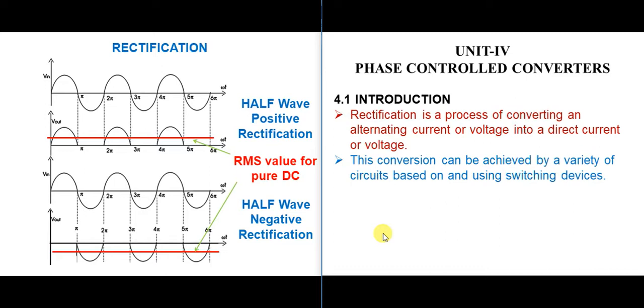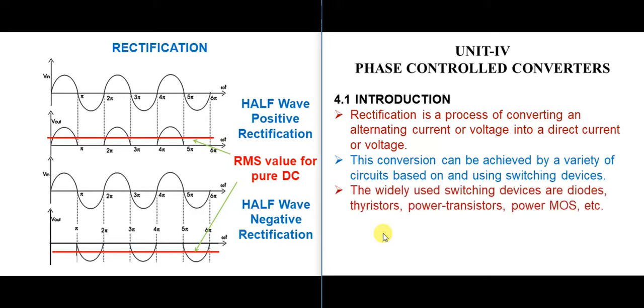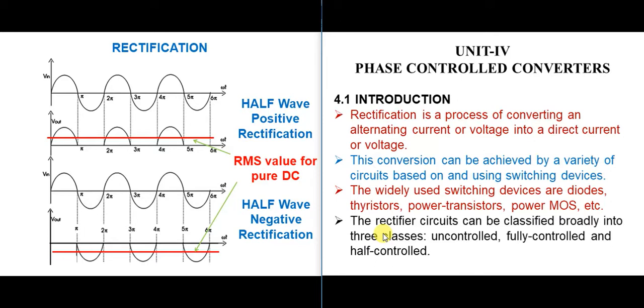This conversion can be achieved by a variety of circuits using switching devices. The widely used switching devices are diodes, thyristors, power transistors, power MOSFETs, etc. The rectifier circuits can be classified broadly into three classes: uncontrolled, fully controlled, and half controlled.